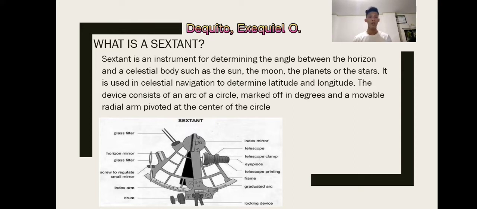So for the first one, sextant. A sextant is an instrument for determining the angle between the horizon and celestial bodies such as the sun, the moon, the planet, or the stars. It is used in celestial navigation to determine latitude and longitude. The device consists of an arc of a circle marked off in degrees and a movable radial arm pivoted at the center of the circle.